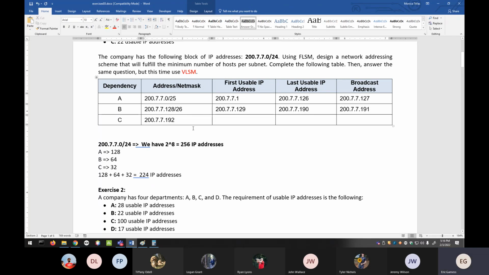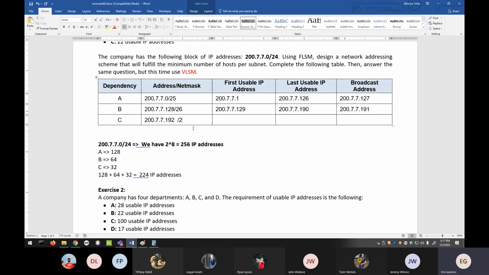C needs 32 IP addresses. Can I give C a /24? Too big. A /24 has 256 IP addresses. I want to give C just 32 IP addresses. So can I give C a /25? Too big. It's 128 IP addresses. Can I give it a /26? Too big. It's 64 IP addresses.